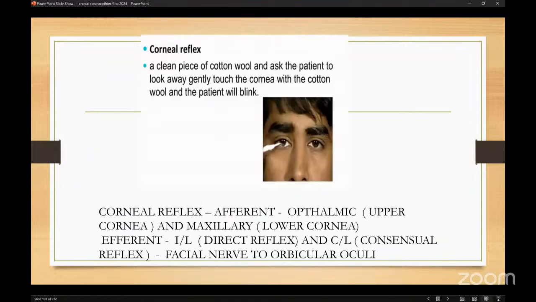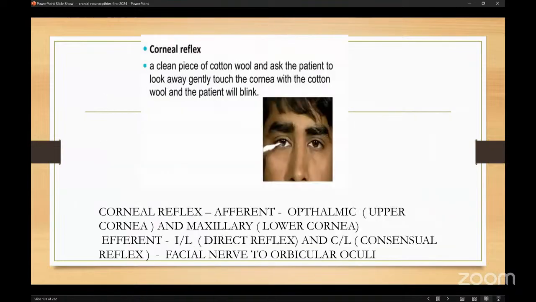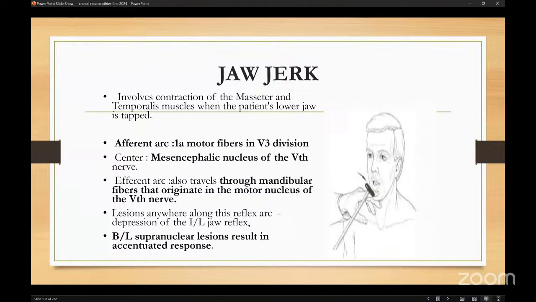So how do you check for corneal reflex? A cotton wool, and ask the patient to look to the other side, and you come from behind and touch the limbus, not the entire cornea, and the patient should blink. So what is the afferent for corneal reflex? It is V1 distribution, and efferent is through the facial nerve. Jaw jerk again, the afferent and efferent are both fifth cranial nerve. Afferent is through the V3 division, going to the mesencephalic nucleus, coming back through the V3 division.